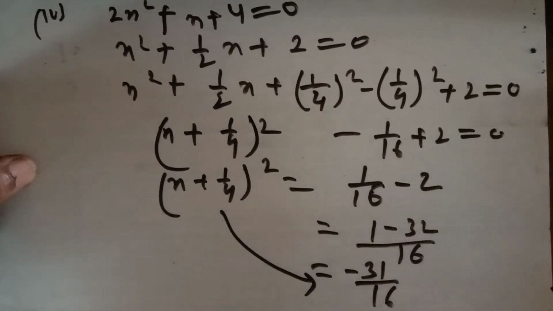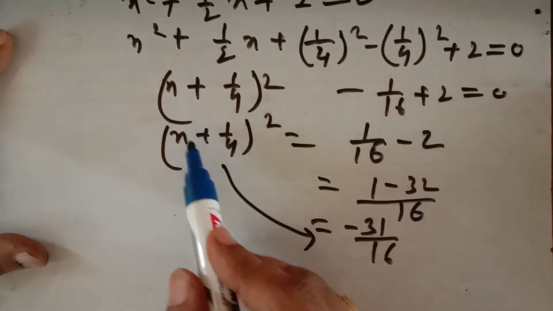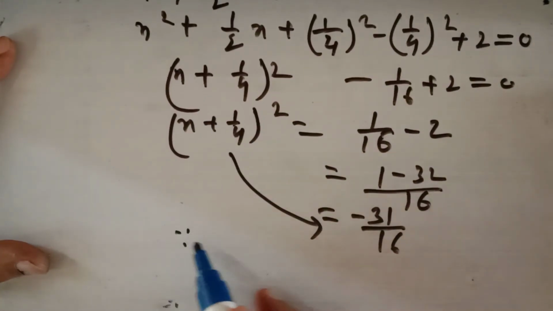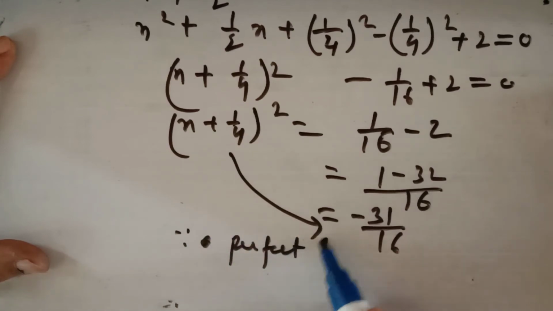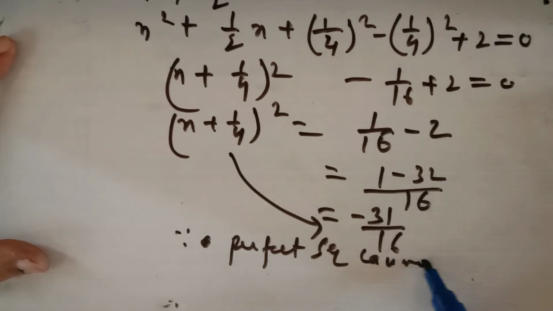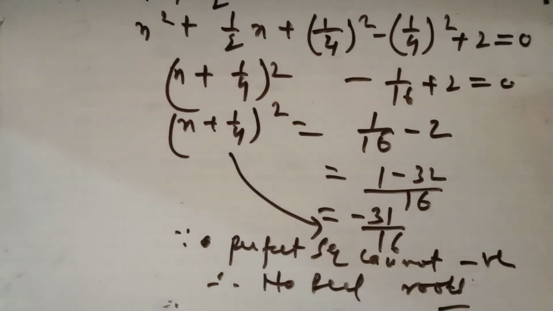See it very carefully. Now, in the left hand side we have the whole square and in the right hand side we have a negative number. Because a perfect square cannot be negative, therefore there are no real roots. We cannot find the roots of this equation because a whole square cannot be negative.